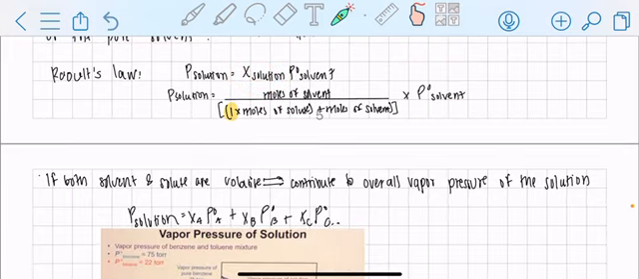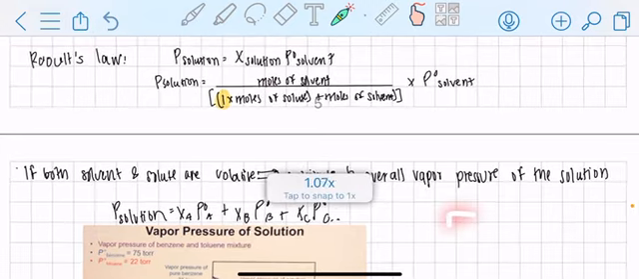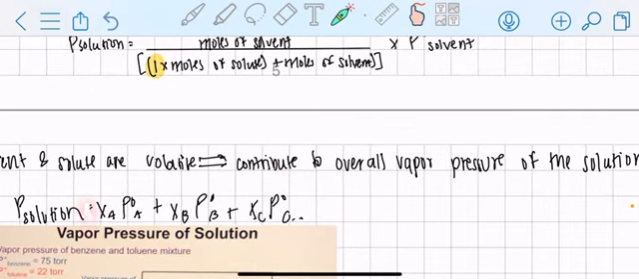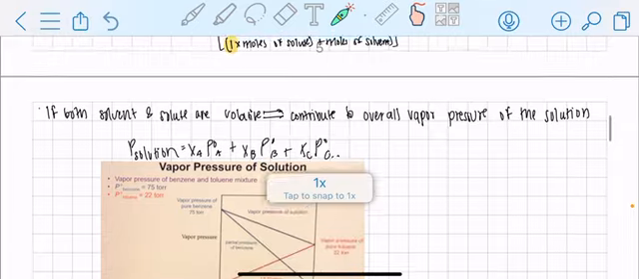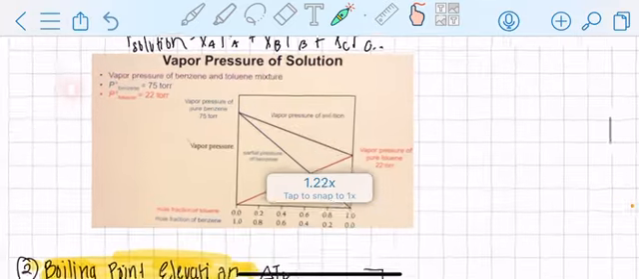If both solvent and solute are volatile, they contribute to the overall pressure of the solution, and basically we get the mole fraction times pressure for both of those things and add them all together. So vapor pressure of a solution decreases, meaning it's lower, meaning less vapor is formed at the same temperature.